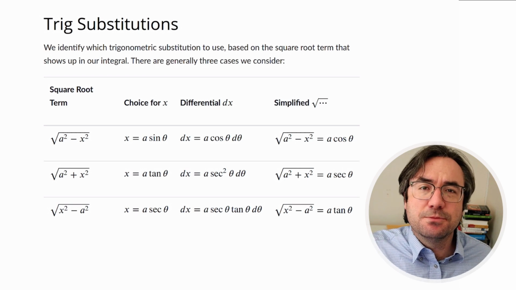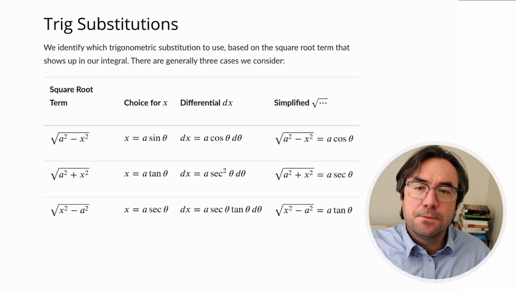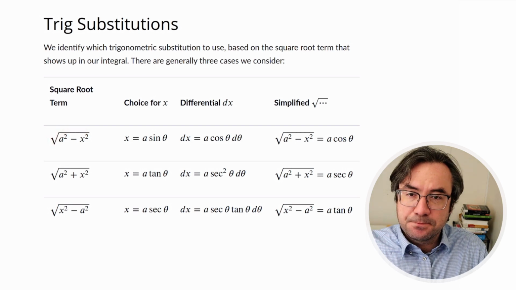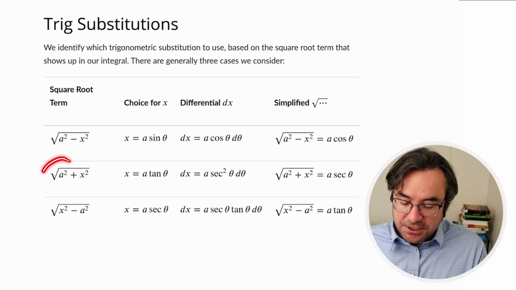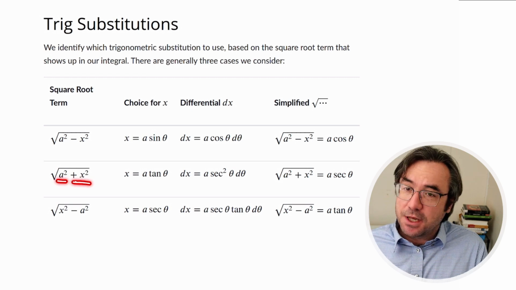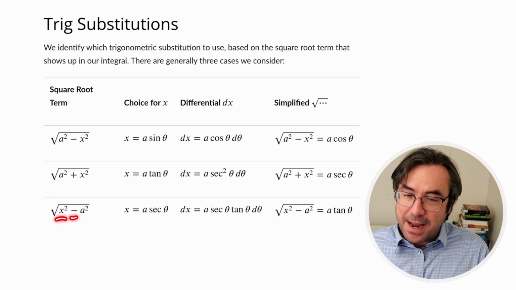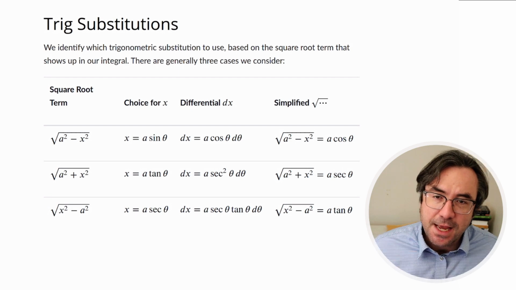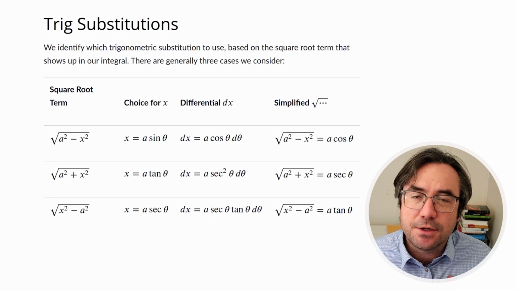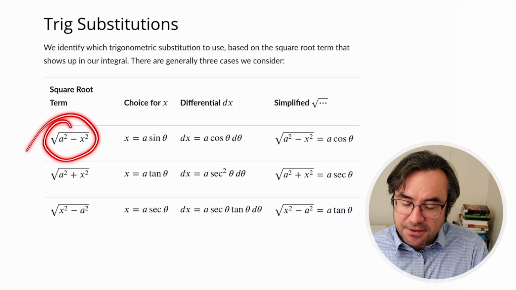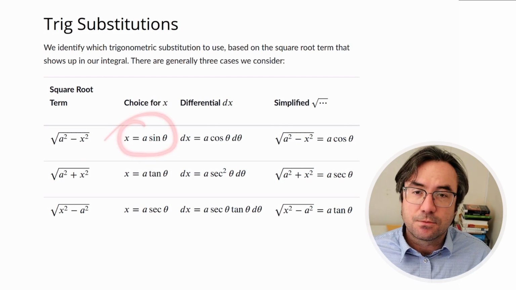All right, the three main square root terms that show up quite a bit are right here. When we have the square root of some constant squared minus x squared, we might see square root terms that have some constant squared plus x squared. And then we might have another square root term that has x squared minus a constant squared. For each of those, there's a trig substitution that we would select. If we see something like this in our integral, the trig substitution that we would use is right here.